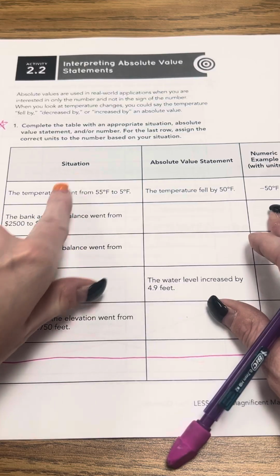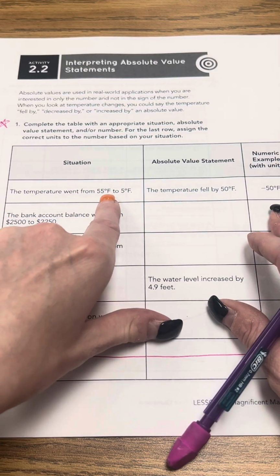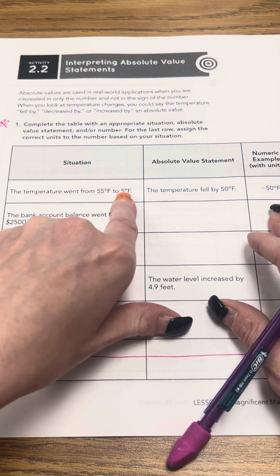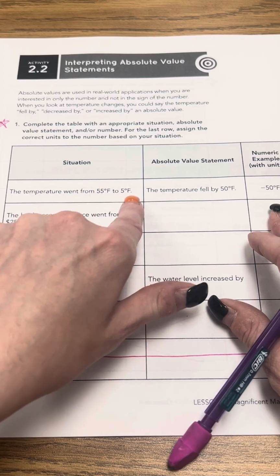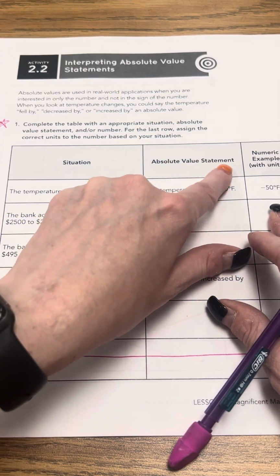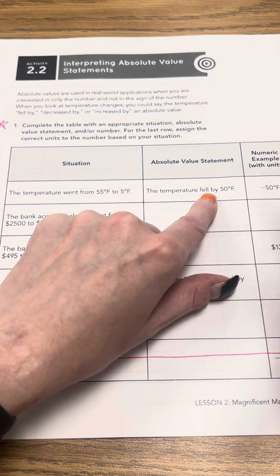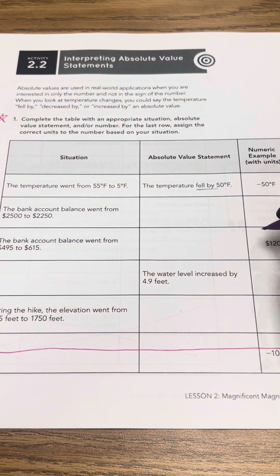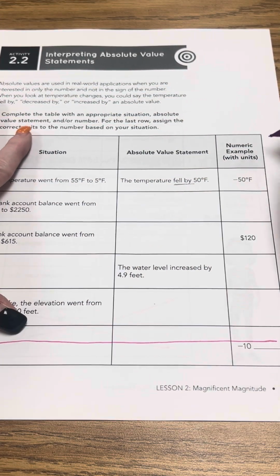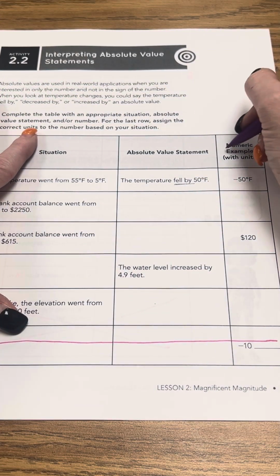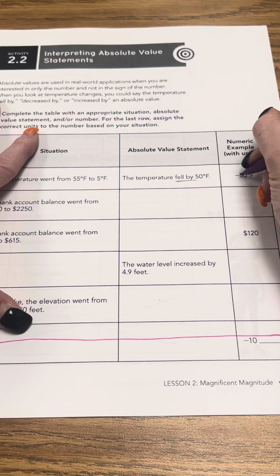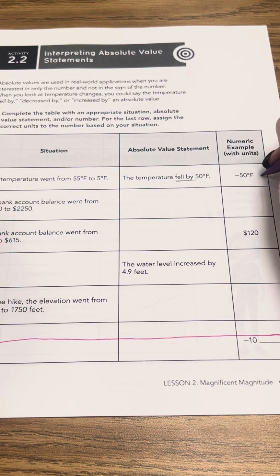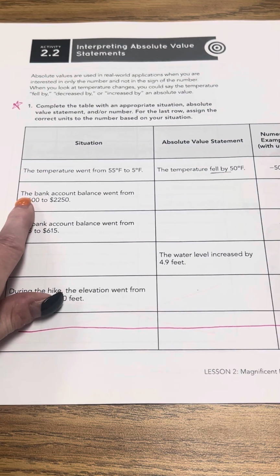Here, you'll see the situation. The temperature went from 55 degrees Fahrenheit to 5 degrees Fahrenheit. That went down. And you'll notice the absolute value statement says the temperature fell by. Fell by means that it went down. It didn't go up, it went down. So if I was going to write my numeric example of that, it would be negative 50 degrees Fahrenheit.